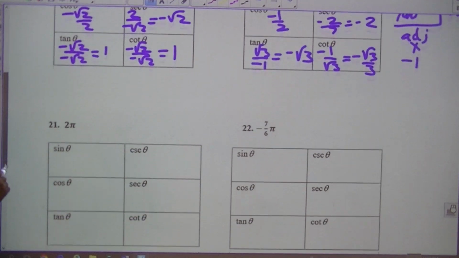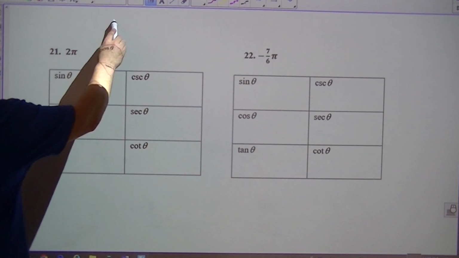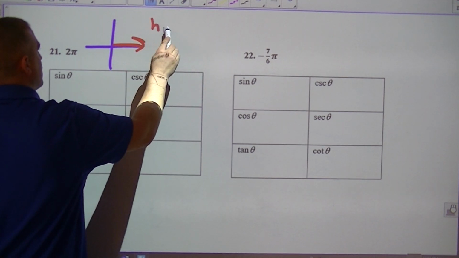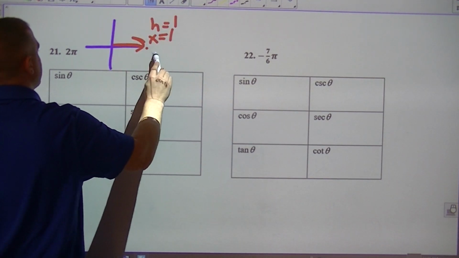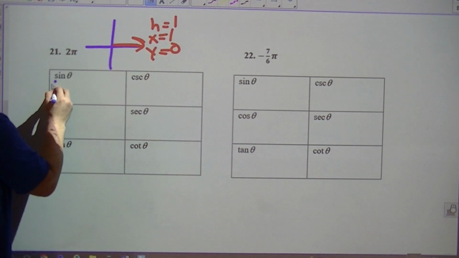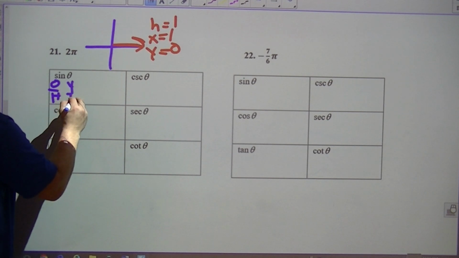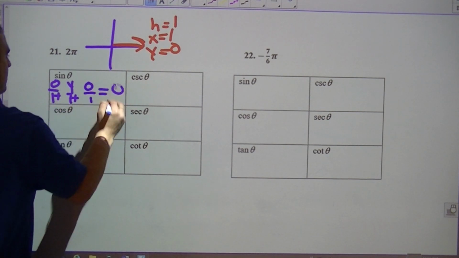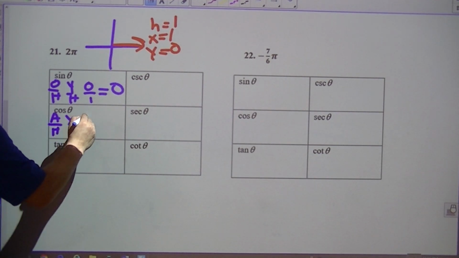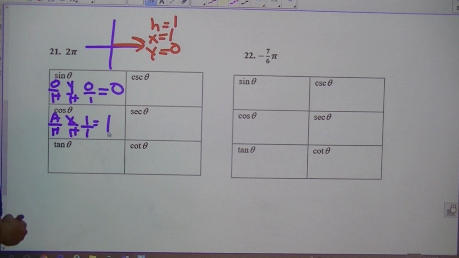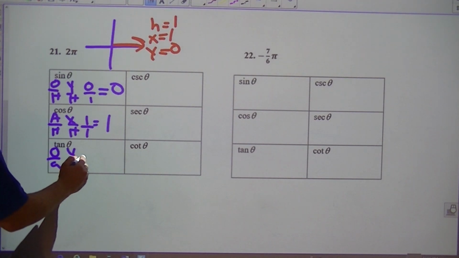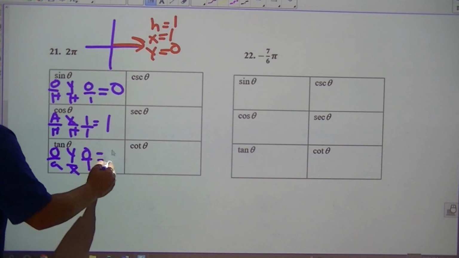Okay, 2 pi is very simple. 2 pi is at one of the axis points. So we have h would be 1, x would be 1, y would be 0. Sine is opposite over hypotenuse, or y over hypotenuse, 0 over 1, 0. Cosine is adjacent over h, or x over h. That's 1 over 1, which would be 1. Tangent is opposite over adjacent, or y over x. That's going to be 0 over 1, which would be 0.